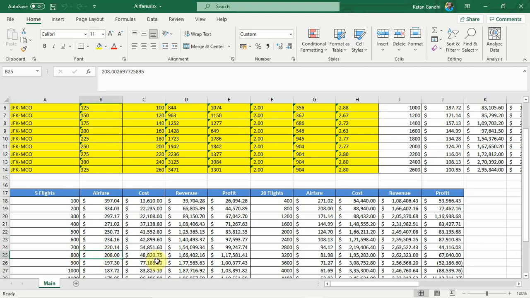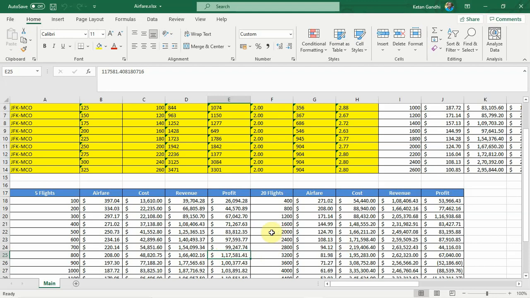The airfare is $208, the cost is 488,207, and the revenue is 1 million. And what's the profitability? 1,175,814 is the profitability. So this is the way 5 flights are profitable if they are flying 5 flights.